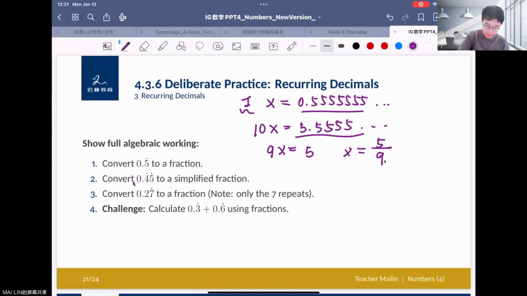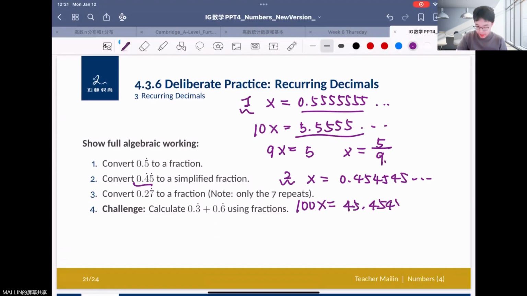For the second problem, 0.45 recurring, you can also first write down the x value, 0.45 with a lot of 45s after this, and then times 100, because there are 2 decimal places in the repeating part. So 100x equals 45.4545 and so on. Then you use 100x minus x, and the answer is 99x equals 45, because these repeating places can be deleted. So x equals 45 over 99, and dividing by 9, it is 5 over 11. This is the second problem.